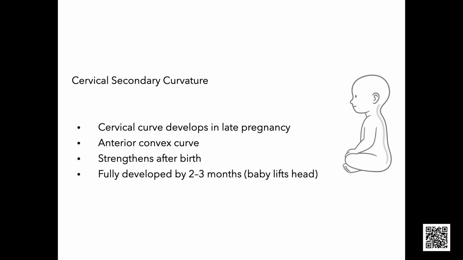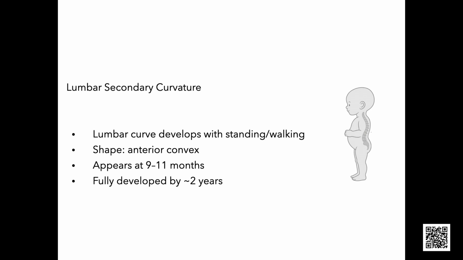At about 9 to 11 months, another secondary curve appears in the lumbar region as the child starts to stand. This also bends anteriorly convex, balancing the body for upright posture. It finishes around 2 years old, just as the child's walking becomes steady.